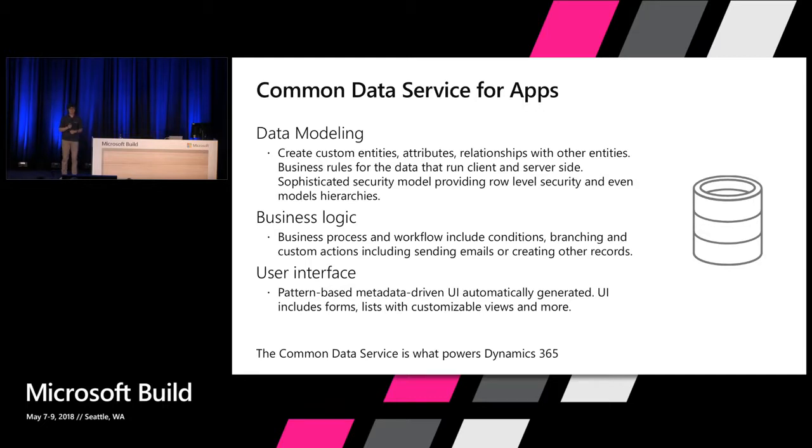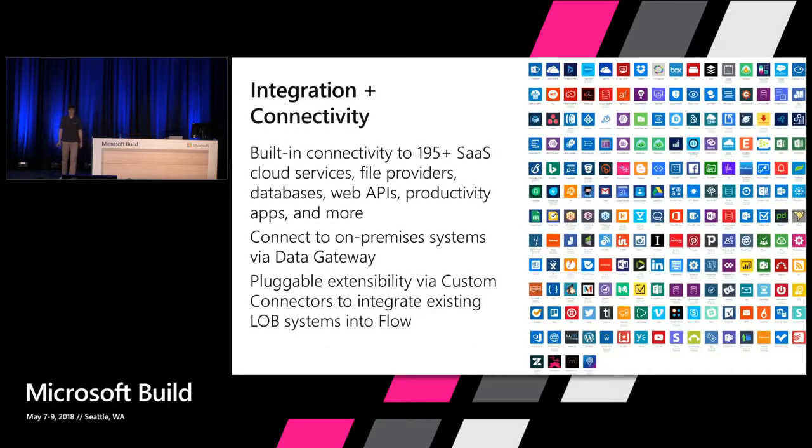But the fact of the matter is, today, most data does not live in the Common Data Service. So we've built a robust series of connectors. We have over 200 connectors today, actually. This slide is a little out of date. They allow you to connect to SaaS cloud services, file providers, databases, web APIs, productivity solutions. Pretty much wherever you have data, there's a pretty good chance that there's a connector for that today. And this shows you just a snapshot of the connectors that we have available.